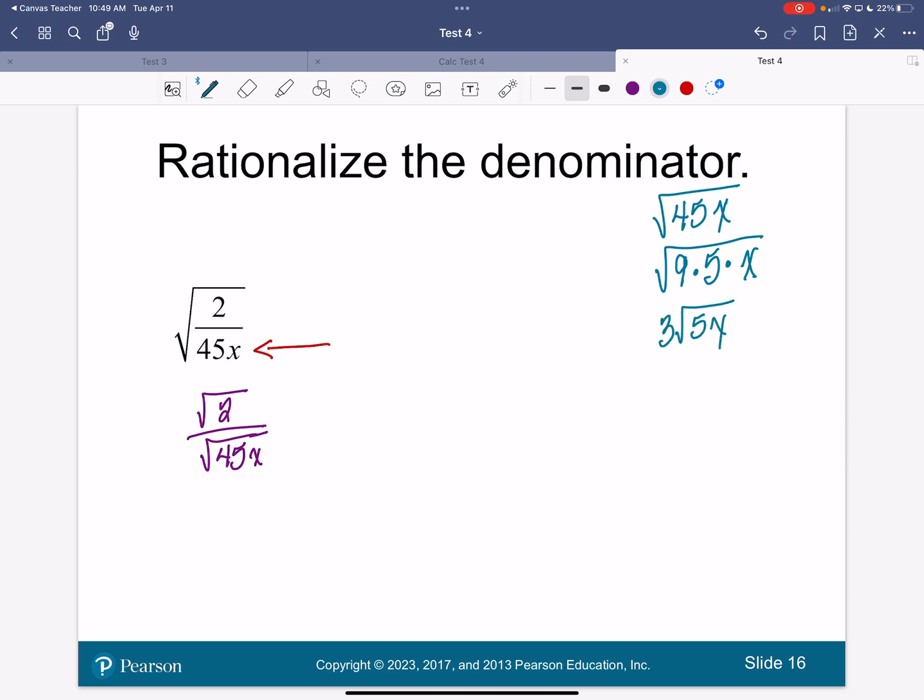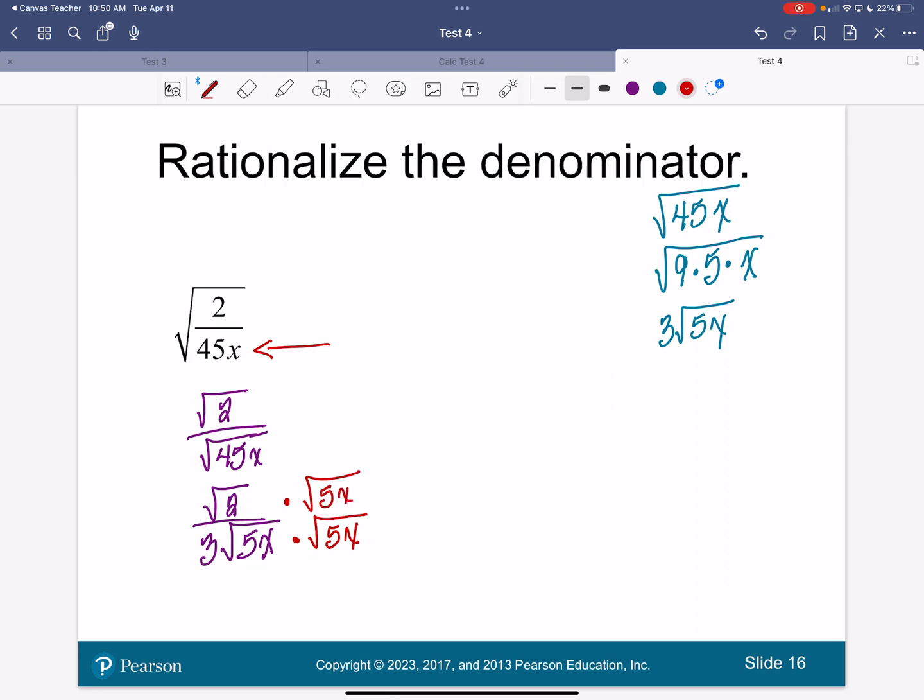Okay, so what I'm going to do now is I've got the square root of 2 over the square root of 3, square root of 2 over 3, on the square root of 5x. So now all I need to do is rationalize the denominator with that 5x. Okay, so I'm going to multiply the denominator by the square root of 5x. And then what am I going to multiply the numerator by? The square root of 5x.